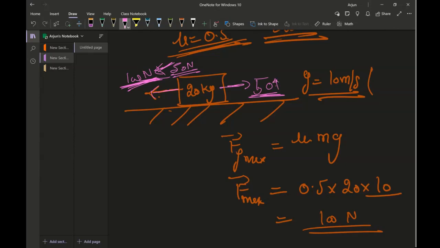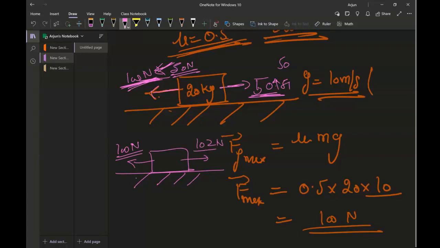So you can go from 50 to 51, 55, 57, 100. At the same time the force of friction will increase, but force of friction can only increase up to a value of 100. If the applied force is 102 Newton, then the object will start moving in the forward direction. We've overcome the maximum force of friction. So hopefully you were able to understand the concept of maximum force of friction and the force of friction.